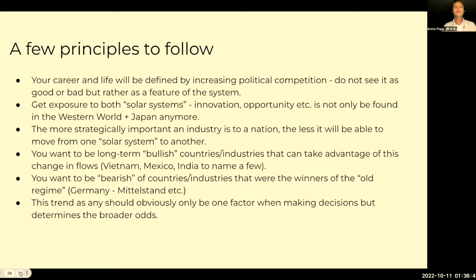It's a feature of the system. It's not good, it's not bad. There's no good, there's no evil. It's a feature of the system. Okay? Then what I would highly recommend through your careers is that you want to get exposure to both solar systems. Innovation and opportunity are not only found in the Western world and Japan anymore. It's much, much broader.